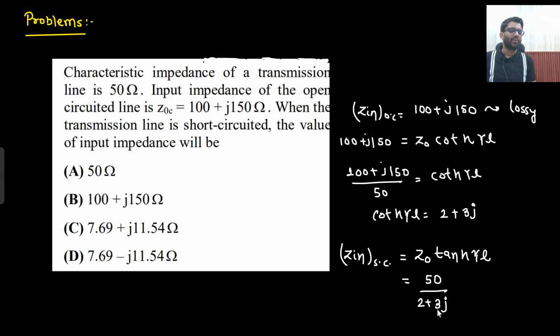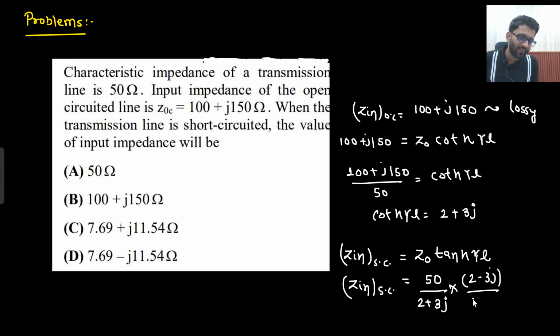Again, here also you don't have to do hyperbolic calculation. So this is what you are getting, Z in short circuit, that is 50 upon 2 plus 3J. Now can I solve it? Yes. What I will do? Multiply and divide with 2 minus 3J.